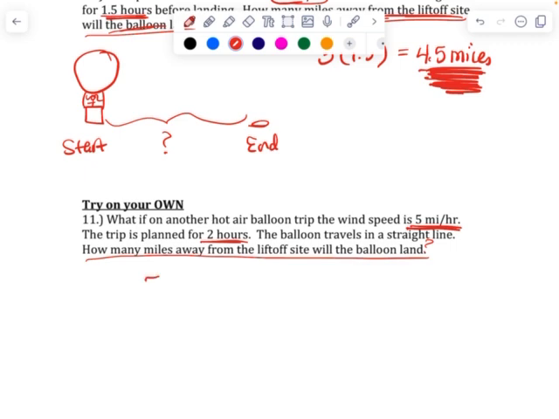It's now traveling at 5 miles an hour, and it's traveling for 2 hours. So if you multiply a positive 5 times a positive 2, it should be 10 miles away. Remember, distance can never be negative. So 10 miles away, that second hot air balloon is.